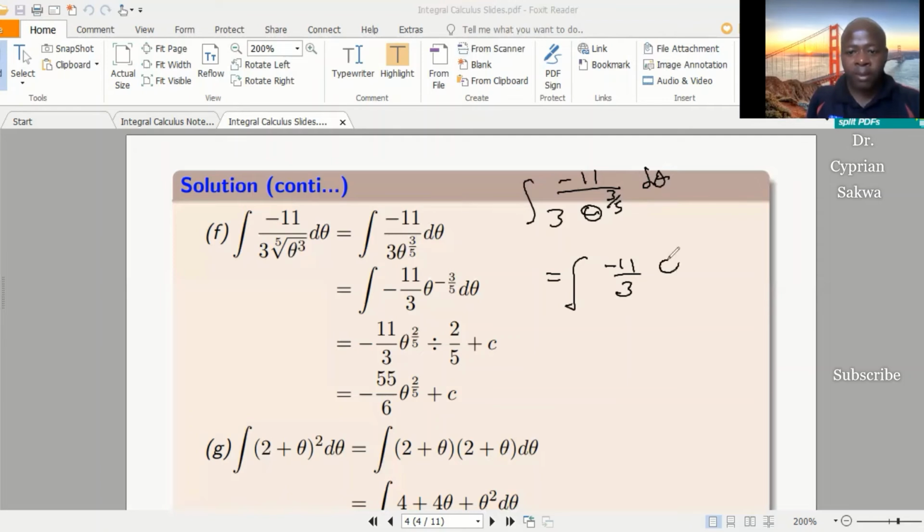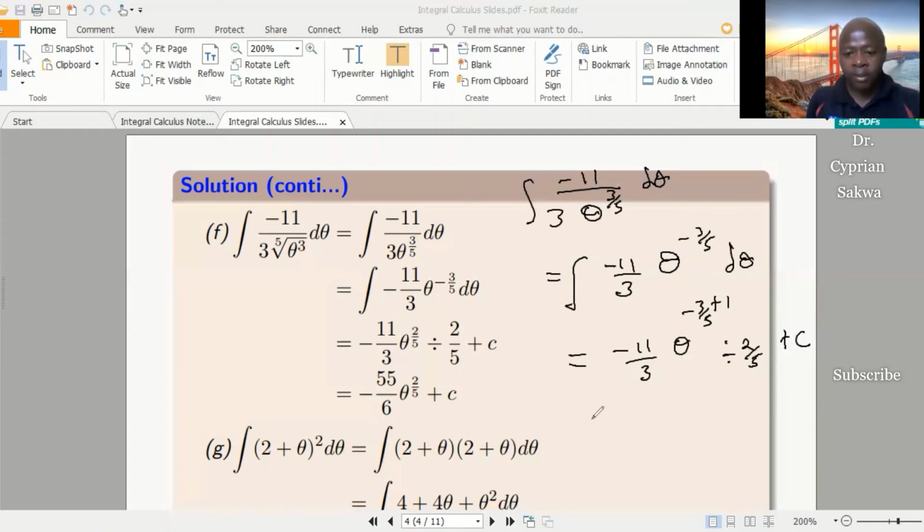And when that happens, since it's positive in the denominator, the numerator becomes negative. So we can now integrate by adding 1 to the power, and so this gives you negative 11 out of 3 theta raised to negative 3 out of 5 plus 1, and this is 2 out of 5. So we divide this by 2 out of 5. Then we add a constant of integration.